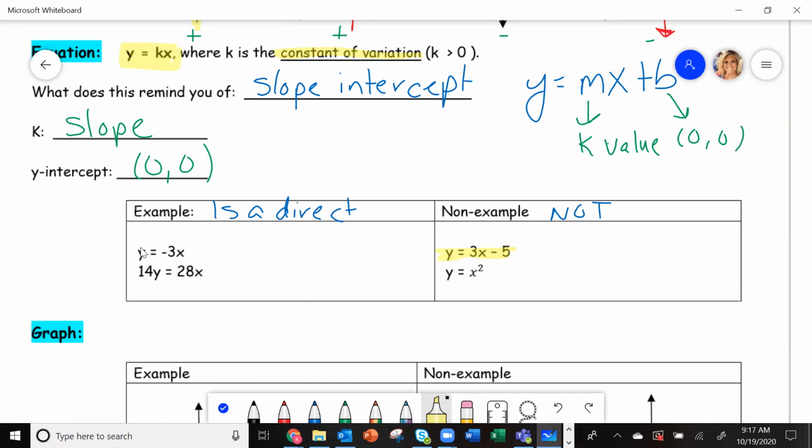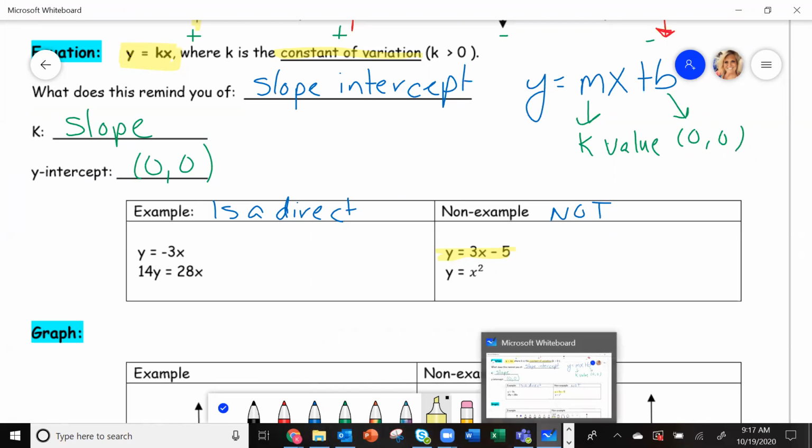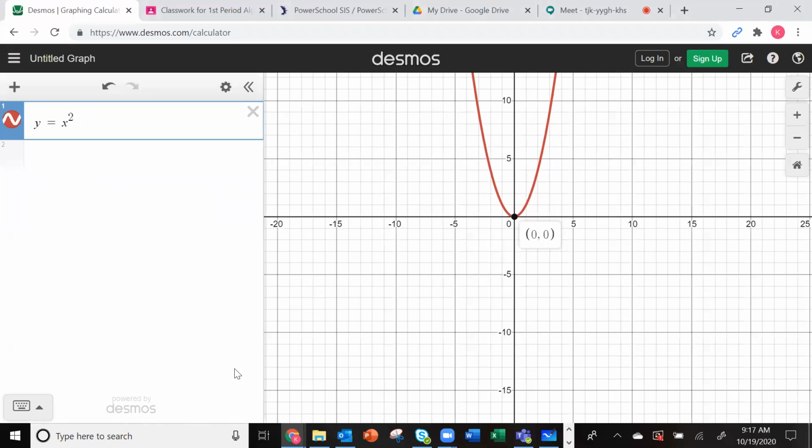Now, if we look at this one, it says y equals negative 3x. Oh, and you know what? I don't think that this is a direct variation, because let's talk about this. They put this, where'd my thing go? There it is.